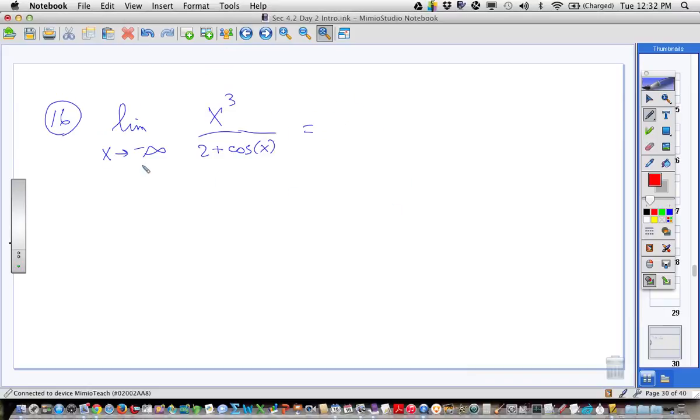16. And we need more. Negative infinity is correct. Now, this was a little bit of a tricky one.